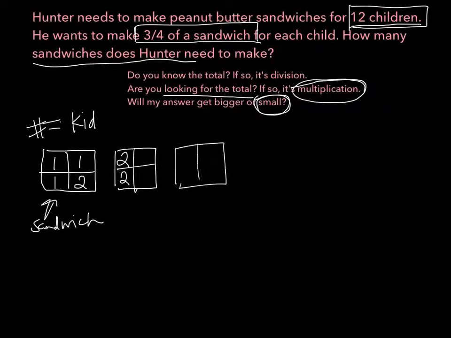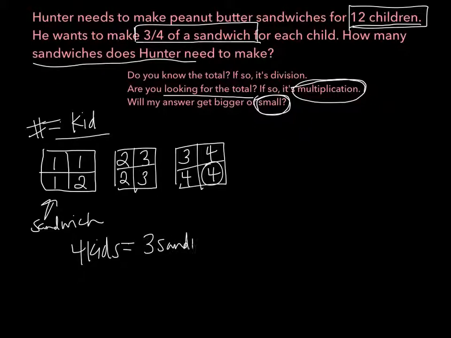And I'm going to need to make another sandwich. So kid number 3 is going to get 3 pieces, and kid number 4 is going to get 3 pieces. So right now I have fed number 4. Number is kids, so 4 kids. And the rectangles are my sandwiches. So how many sandwiches have I drawn? I have drawn 3 sandwiches.